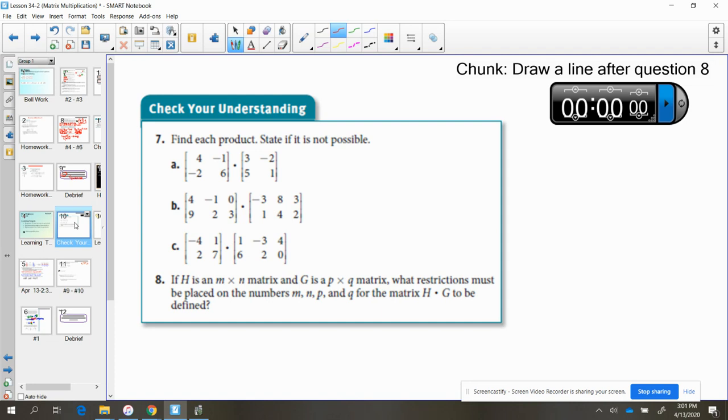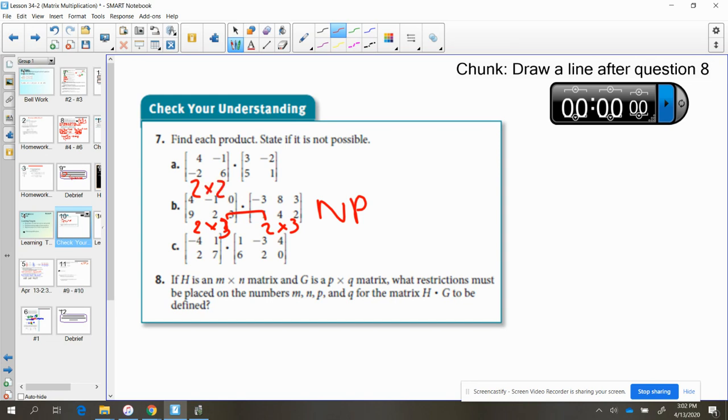Well, hopefully you noticed here that B is going to be our problem that is not possible, because this is a 2 by 3 matrix. This is a 2 by 3 matrix. The 3 here and the 2 here do not match. So this one is not possible. Okay, so that's going to save us a little bit of work from the beginning.